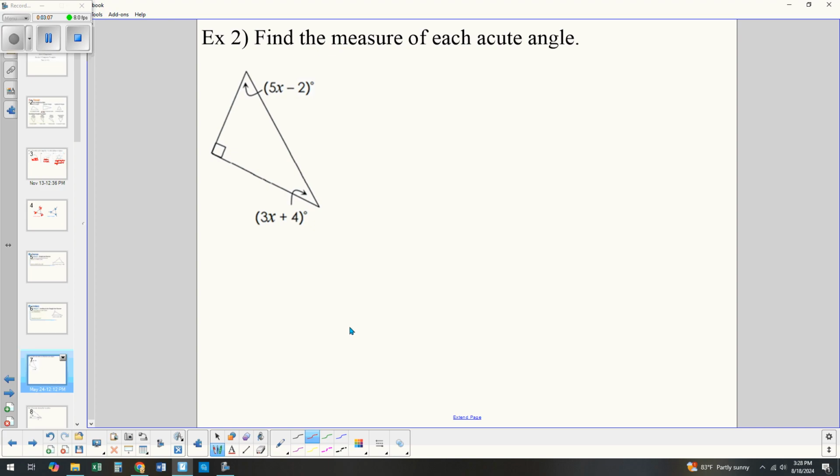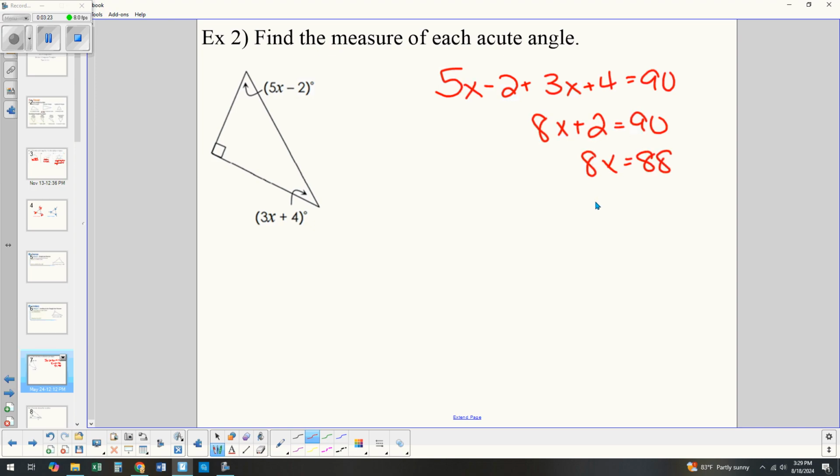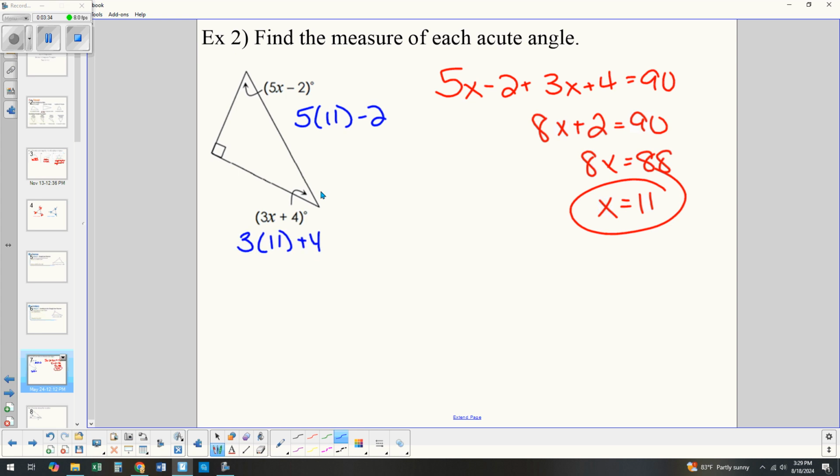Find the measure of each acute angle. Since it's a right triangle, I know the remaining two angles are complementary. So I'm going to add those two and equal it to 90. So we have 8x plus 2, so 8x is 88 and x is 11. And we still want to find the measures of the acute angles. So if I did 5 times 11 minus 2 and 3 times 11 plus 4, I get 53 degrees and 37 degrees. And that makes sense because 53 plus 37 is indeed 90.